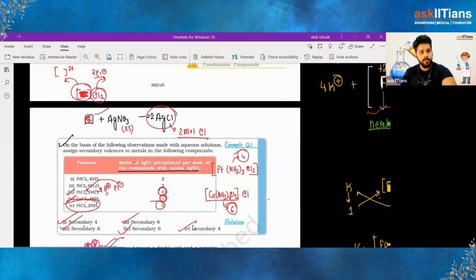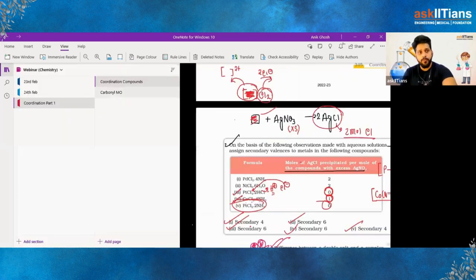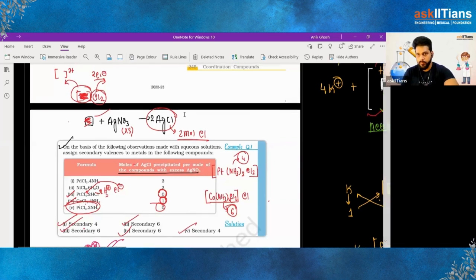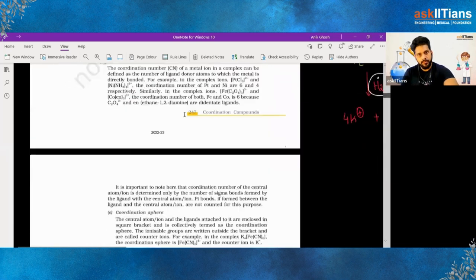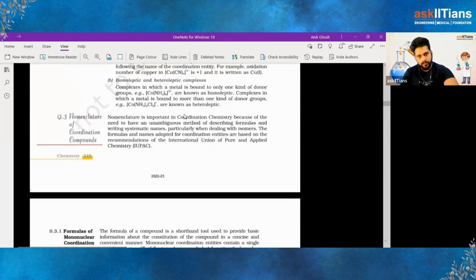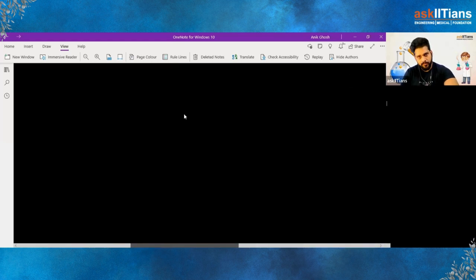Perfect. Now, let's go for the next part, which is the types of ligands. Let's give it a heading of types of ligand.